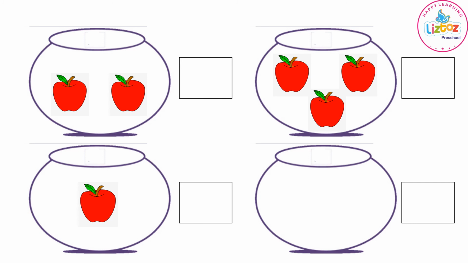Now see children, we are going to count and write the apples which are inside the jar. Okay. இந்த ஜார்க்குள்ள எத்தனை ஆப்பிள்ஸ் இருக்குன்னு கவுண்ட் பண்ணி இந்த பக்கத்துல ஒரு பாக்ஸ் இருக்கு இல்லையா, அதுல எழுதலாமா? ஓகே. 1, 2. 2. See the next box.